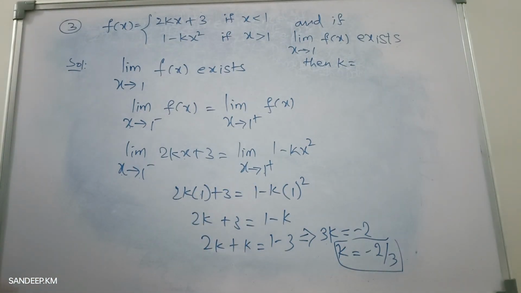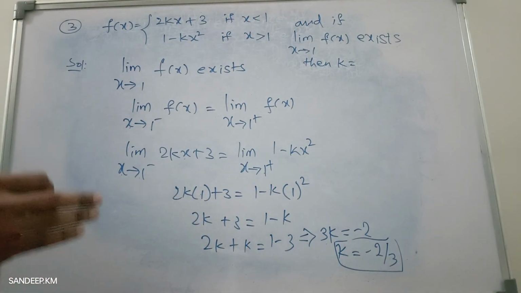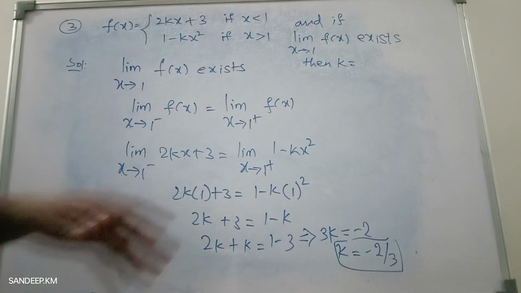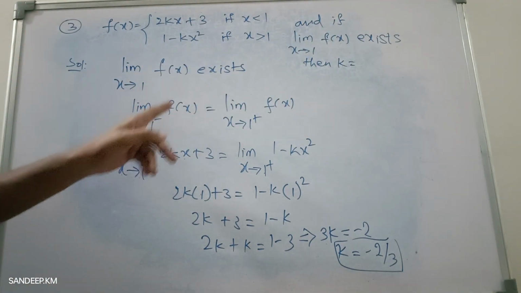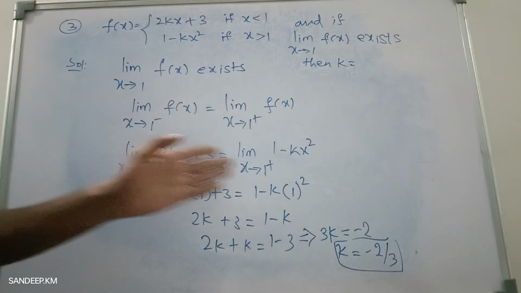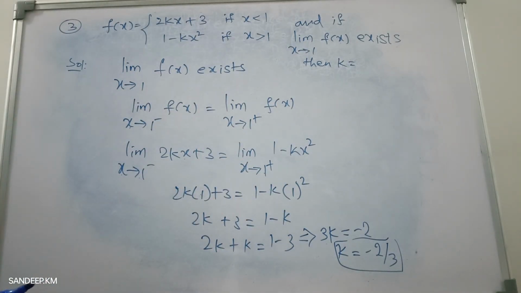So this is the third question. Application of existence of limit. If limit x approaches 1, f of x exists, then LHL is equal to RHL. So based on that we got the k value, which is minus 2 by 3. So if you find these kinds of models in your objective book or in your reference book, you can solve them. We'll go with the next question, another important model question.